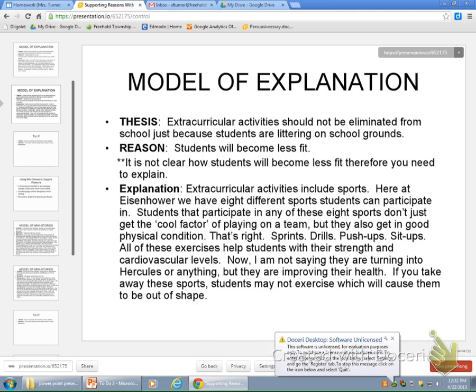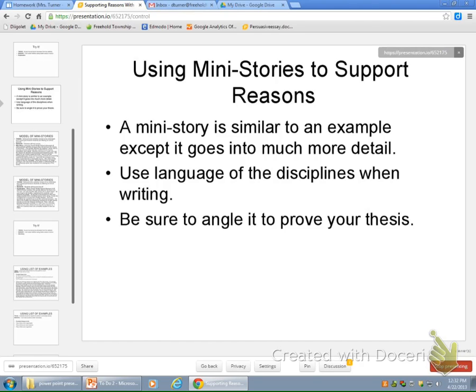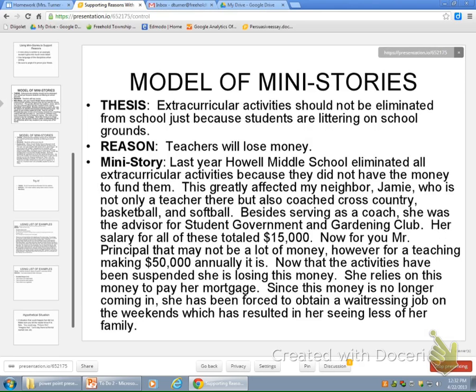So now, you guys understand explanation. You don't always need an explanation. All right. The next type of evidence that we're just reviewing are these mini stories, okay? So mini story, you've got to tell the beginning, the middle, the end. You have to use the language of the disciplines. You have to make sure it's angled to prove what you're trying to prove. So go ahead and read this model, and if you see anything that you want to comment on, feel free.